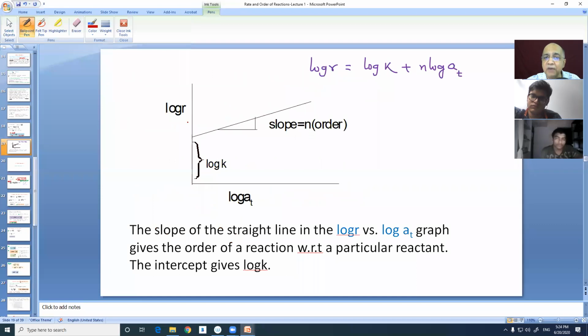Obviously, it will be a straight line, and the slope you will get, just have a look here. I have drawn a graph of log R, log rate. R means dx by dt. Log R versus log AT. This is the y coordinate, this is the x coordinate, and obviously the slope is nothing but the order. The order of the reaction is nothing but n. The slope of the straight line in the log R versus log AT graph gives the order of reaction with respect to a particular reactant.